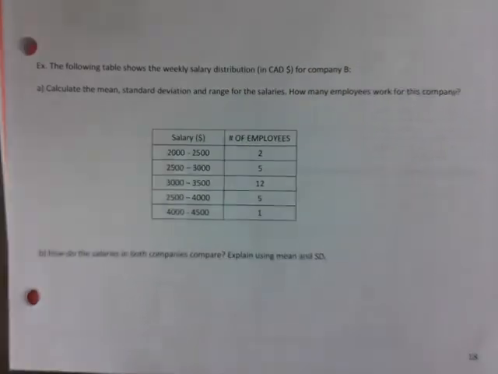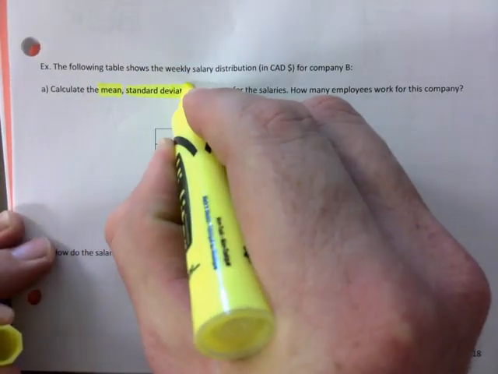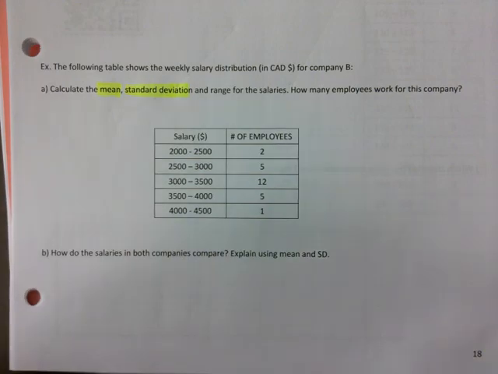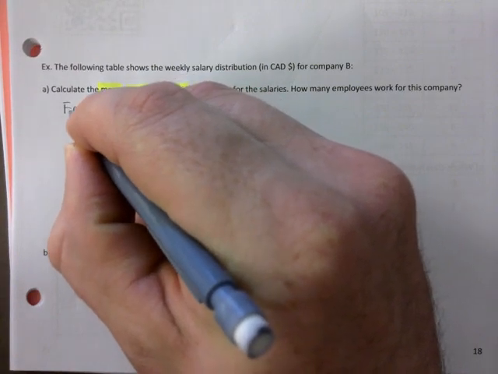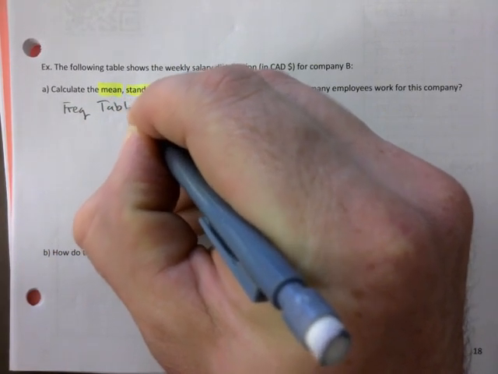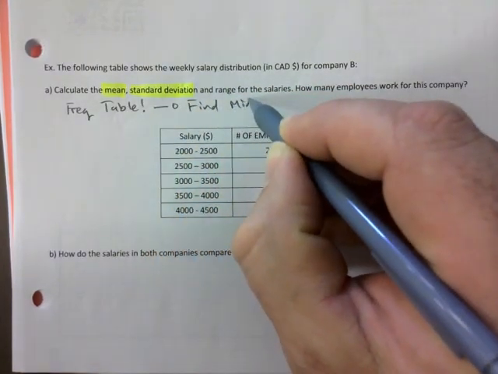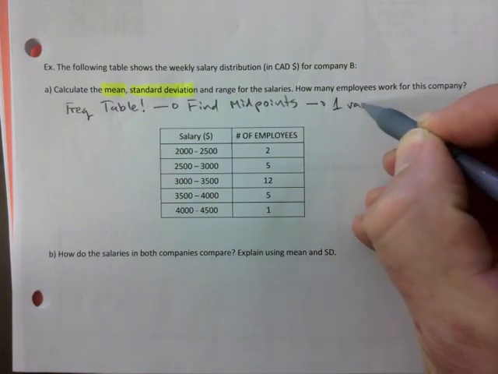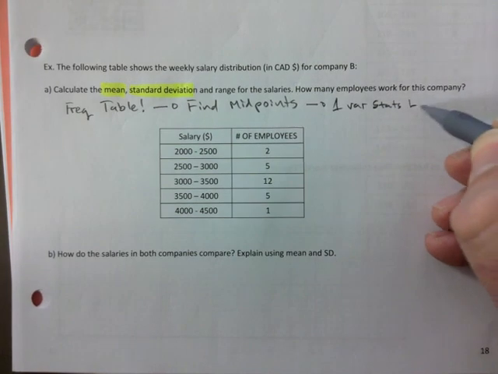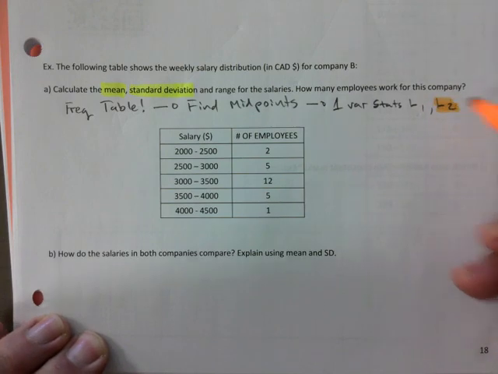So if you go to 18, I had assigned this, but if you want to know the mean and the standard deviation of the following, so frequency table. Find midpoints. Then we're going to go one variable stats, L1, comma L2. That's so important. This part in particular. Don't forget that.